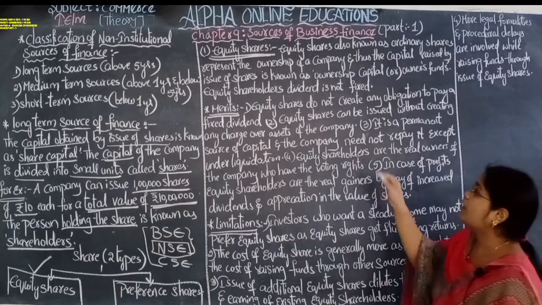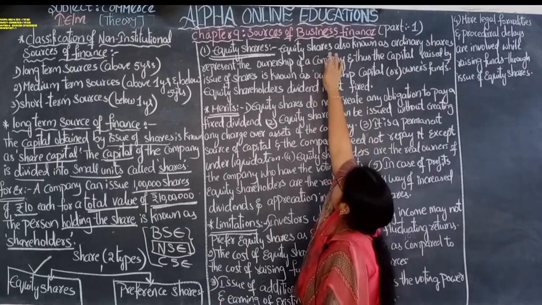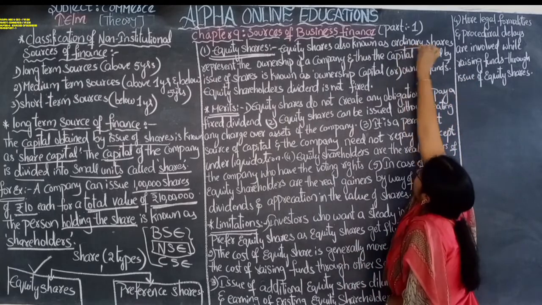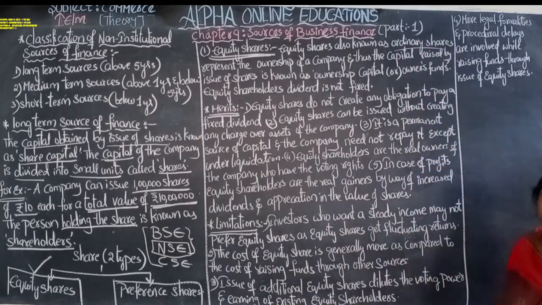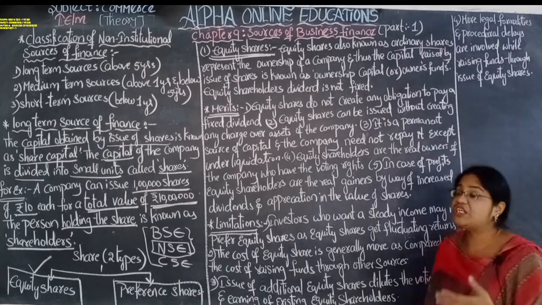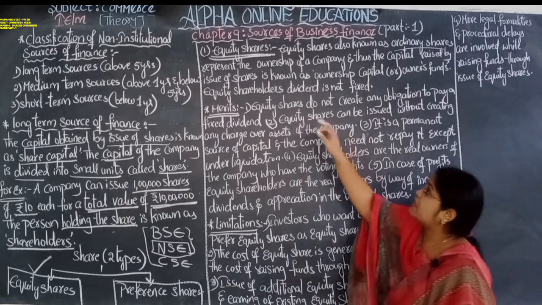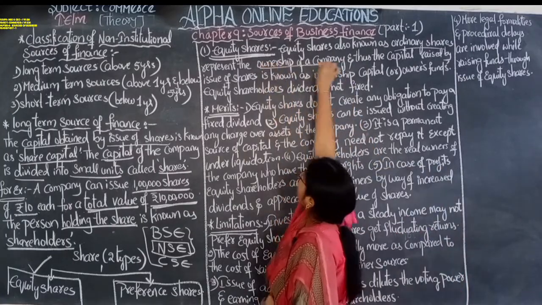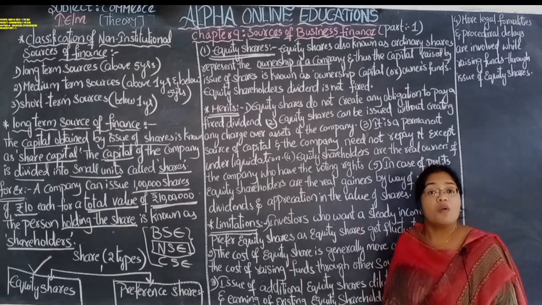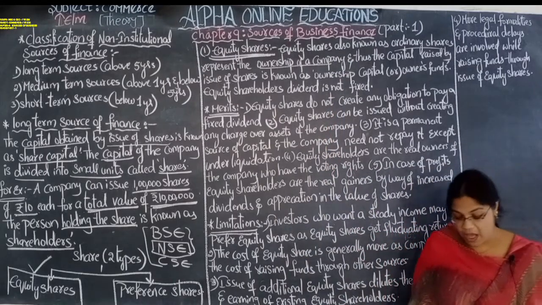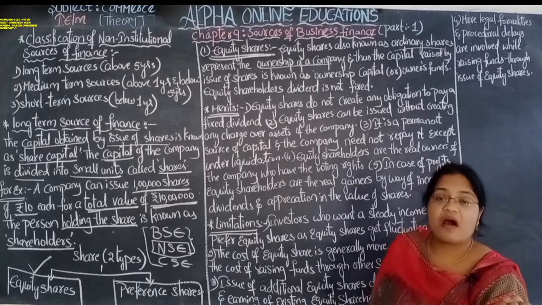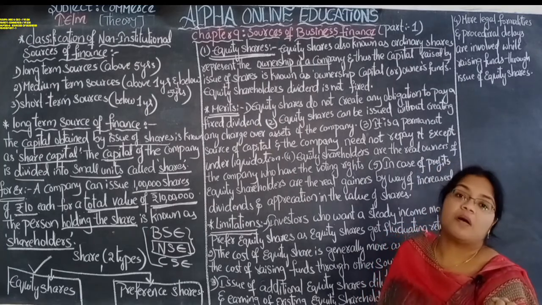Okay, so equity shares are also known as ordinary shares. Equity shares ni emani antamu, ordinary shares. Why are we calling them ordinary shares? It means they represent the ownership of the company. So those who are holding the equity shares are the owners of the company, the real owners of the company.